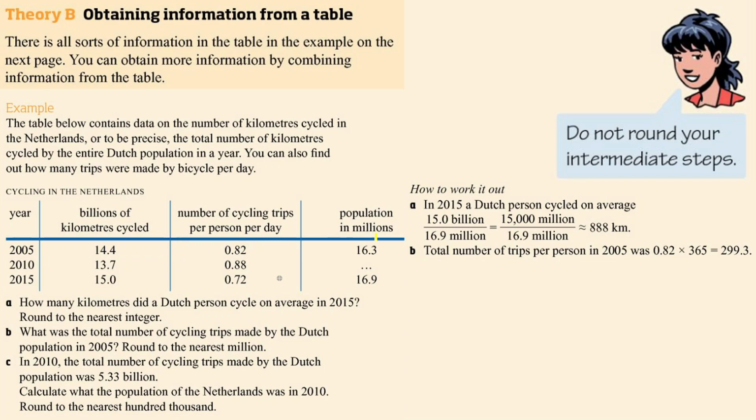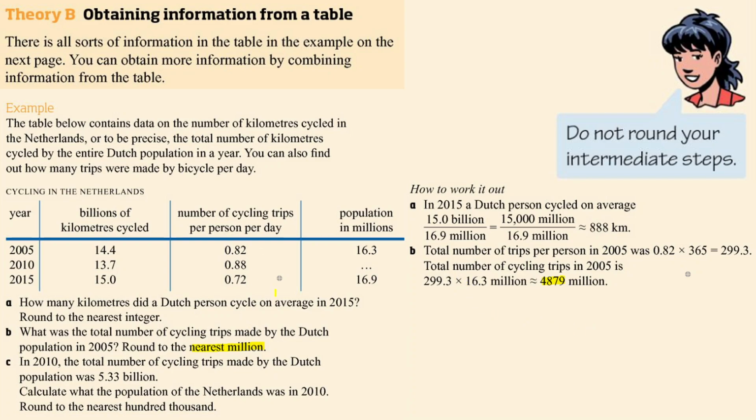So what I can do first is take this number and multiply by 365. Then I have 299.3 trips per year. How many people are there? 16.3 million. So then multiply 299.3 with 16.3, and that gives me approximately 4,879 million. They round to the nearest million. Okay.